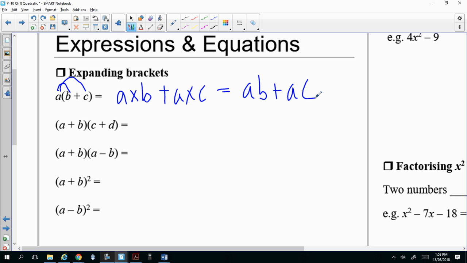How about the next one? What if there are two brackets? You just do it like that. A times C plus AD plus BC plus BD. Right, so we can do both of these.